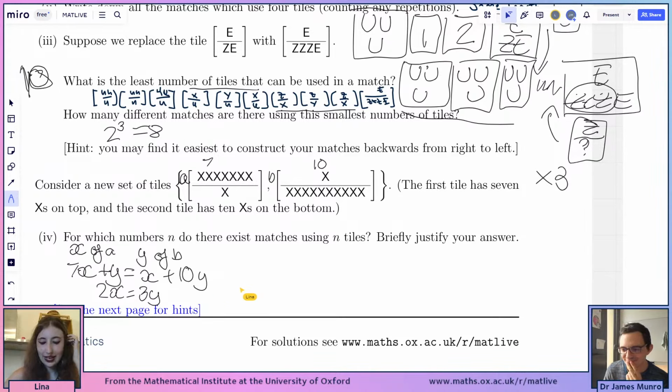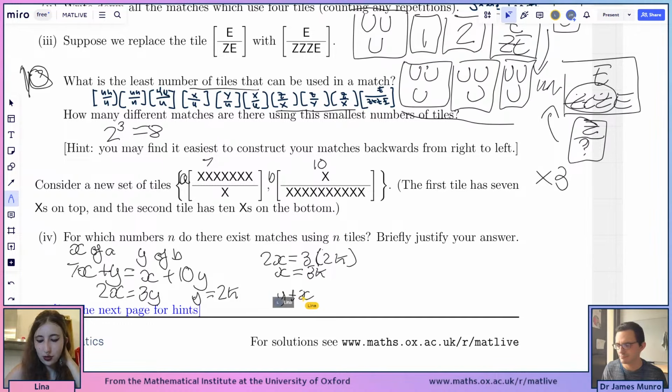So let us call y 2k. So then we know that 2x equals 3 times 2k. So then x has to be 3k. So now for our total number of tiles, we're going to have y plus x, which is going to be 2k plus 3k, which is 5k. So our total number of tiles then has to be a multiple of 5.